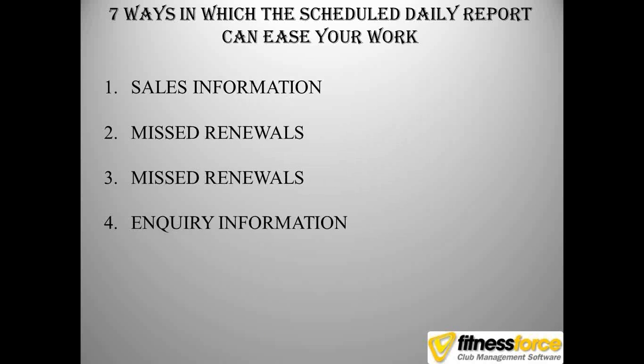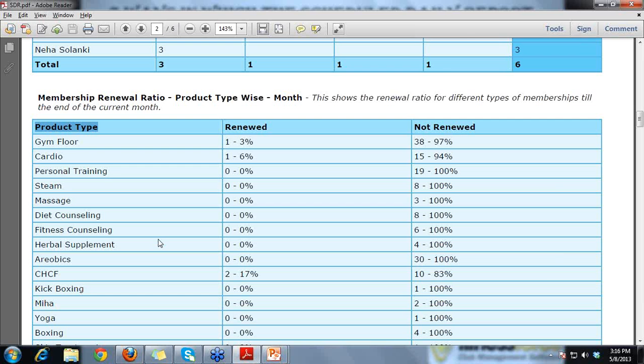Moving on to the fourth information, which is inquiry information. Now this information is very important as far as your marketing is concerned. This inquiry information informs you how many walk-ins have been there, and each walk-in which has visited the gym, through which source they have contacted the gym. So let me take you to the report again.